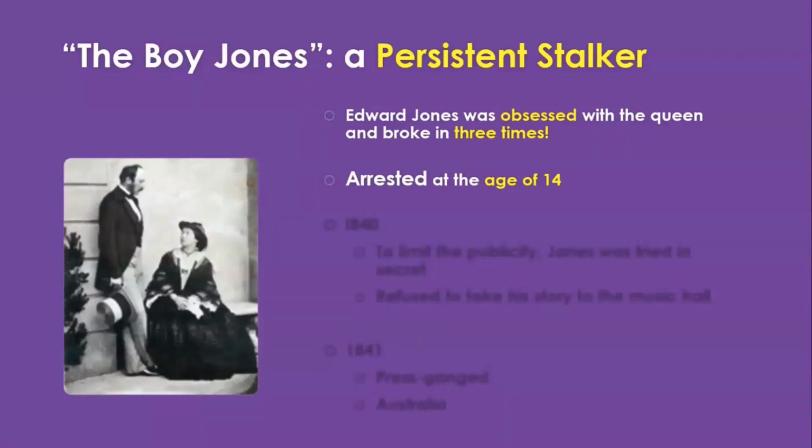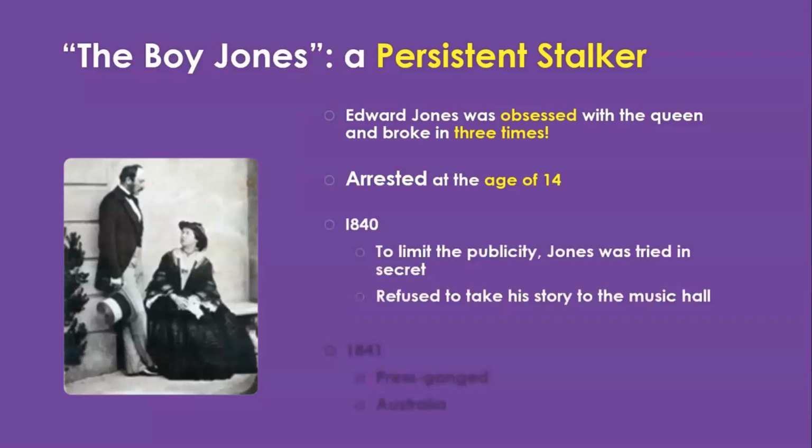And then later on in 1840, he was caught again under a sofa in the Queen's dressing room. Obviously, at this point, the royal palace was embarrassed that this 14-year-old boy had been caught twice in the royal palace, which doesn't speak to the quality of security within Buckingham Palace. So to limit the publicity, Jones was tried in secret and sentenced to 3 months for housebreaking.